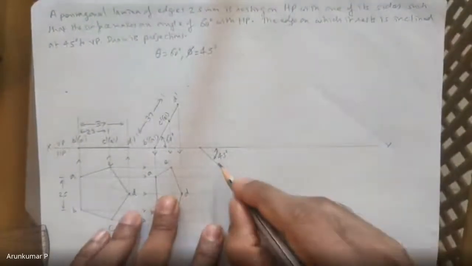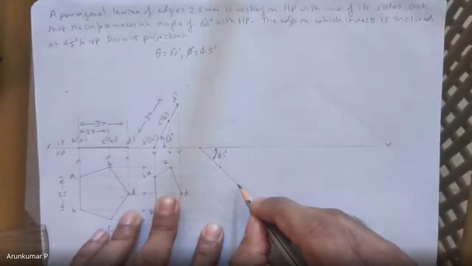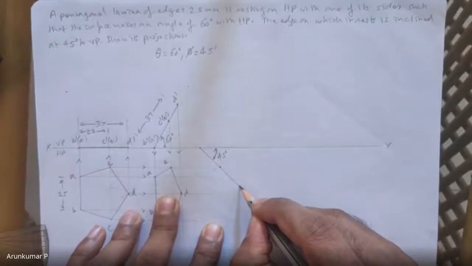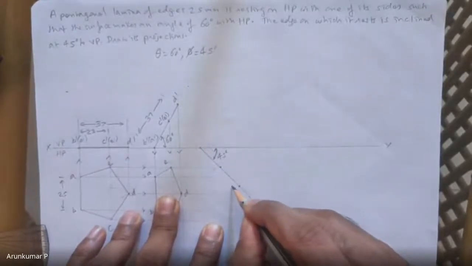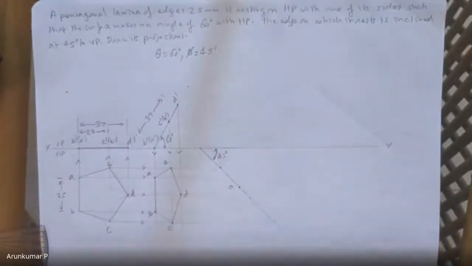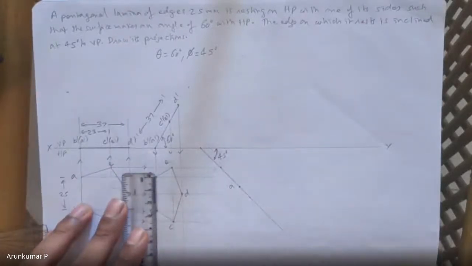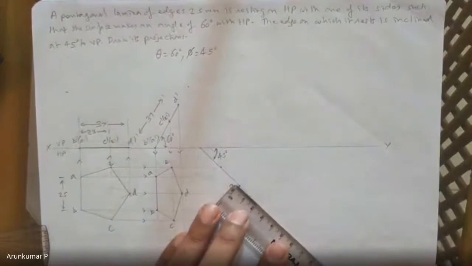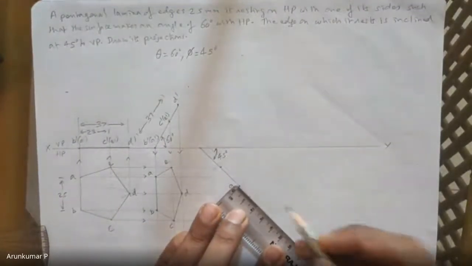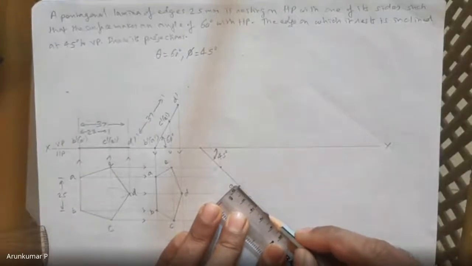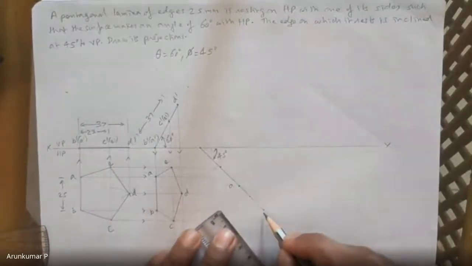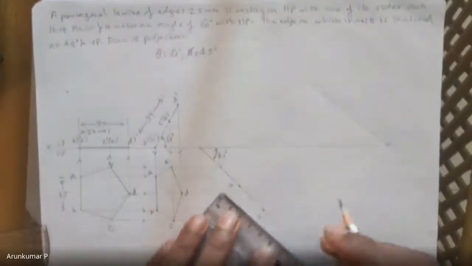What I'll do is take it sufficiently below, say here. I think this is okay. A. Locate A. And A to B, the length is 25 mm. So measure that and locate B here at 25 mm below A on that 45 degree line. So maybe somewhere here. So this is B. This is AB.